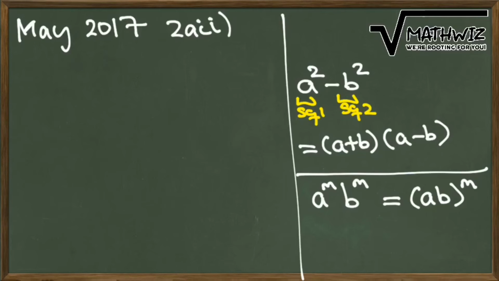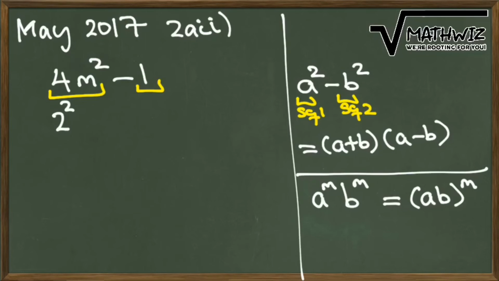All right, so for May 2017, 2A part 2, it is 4m squared minus 1. So similarly, I'm going to have to change out that 4m squared as well as the 1. So I'm going to change this to 2 squared m squared. Let's use another color for this. So let's go ahead, maybe let's use blue. All right, so I've changed the 4m squared to 2 squared m squared. And we always change our 1 to 1 squared.